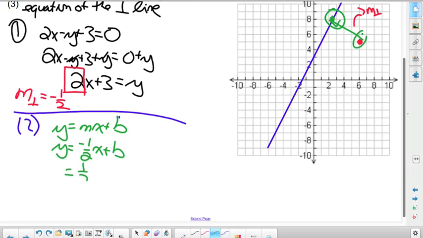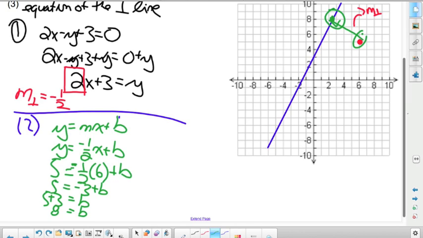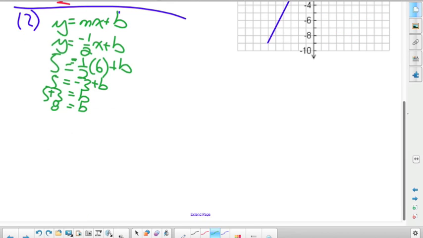So when x is 6, y is 5. So we got 5 equals minus a half times 6, so equal to minus 3 plus b. Add 3 to both sides. So b is equal to 8. So therefore the equation of that second line is y is equal to negative 1/2 x plus 8.